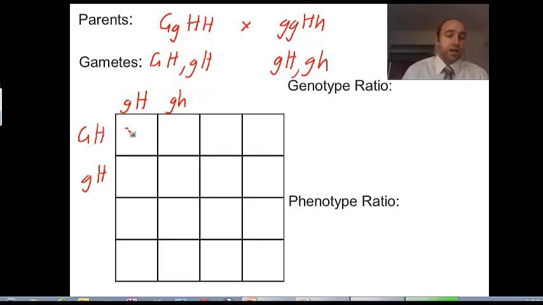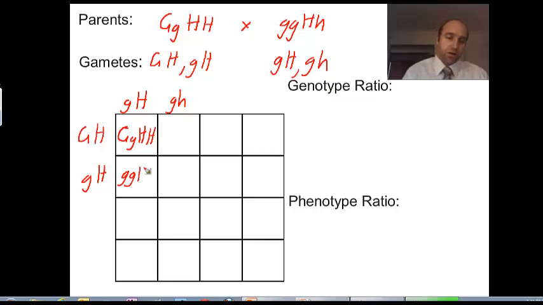So let's write out the genotypes of our offspring. Our offspring are going to get a big G allele from one parent, a big G allele from another parent, a big H allele from one parent, a big H allele from the other. So these alleles from one parent and these alleles from another. So let's see how that works. This first individual will be big G, small g, big H, big H. And we do the same. These alleles from this parent, these alleles from this parent.